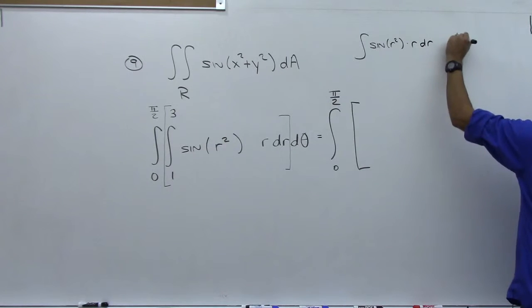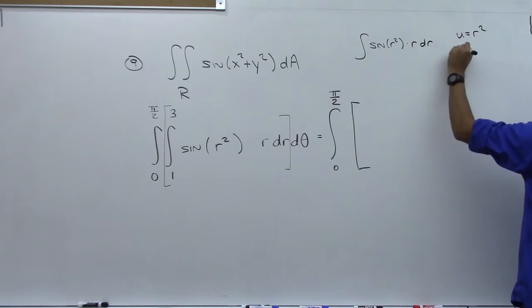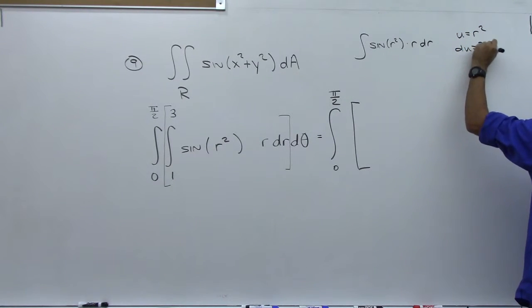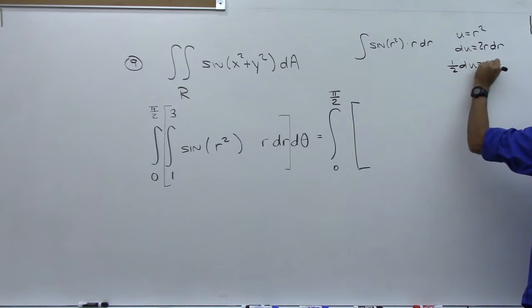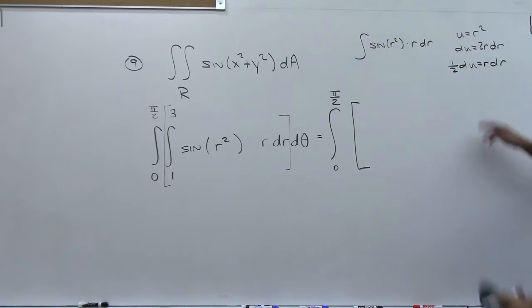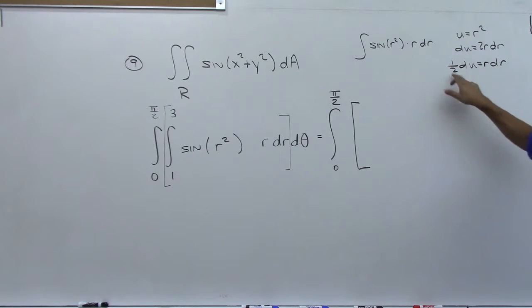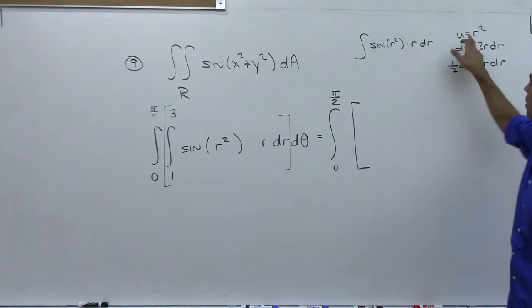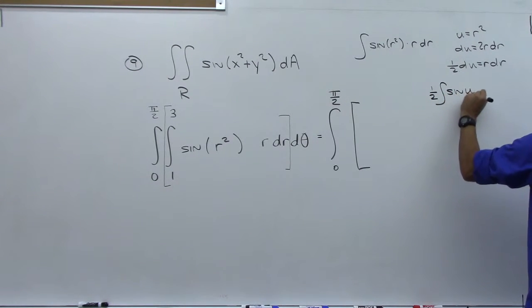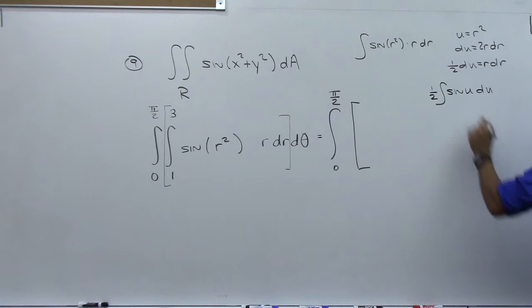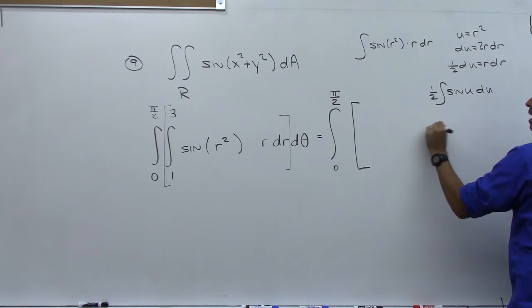What I'm doing is I'm letting u be equal to r squared, derivative of that, 2r dr. Take half on both sides, r dr. So I'm going to replace r dr with 1/2 du. I'm going to replace r squared with u. So that integral becomes integral, 1/2 comes out, sine u du. The antiderivative of sine of u is negative cosine u.